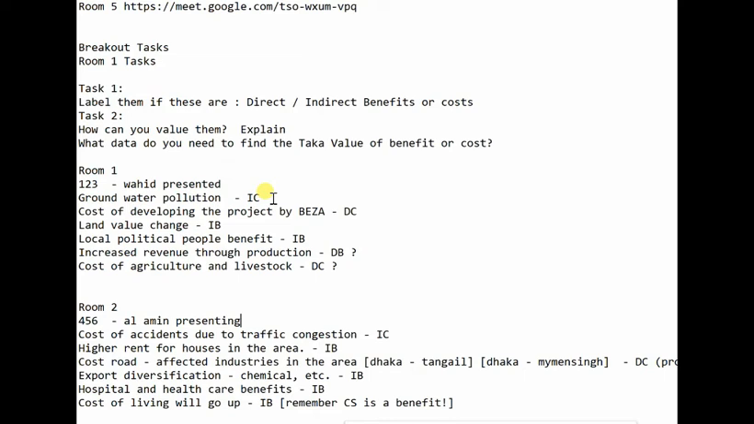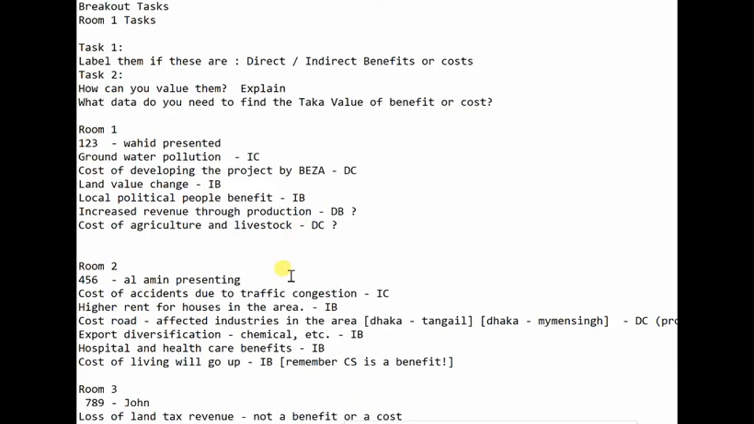Increased revenue from production: remember, revenue itself is not a benefit, it's the surplus, revenue minus cost. So it is a benefit, but we cannot say this is the benefit. We have to find the surplus, which is the benefit. Remember this as a logic. Cost of agriculture and livestock. Again, this means that area is lost, agriculture is affected. Again, the output is not a loss, but the surplus is the loss. Remember this to be clear when we are measuring it.